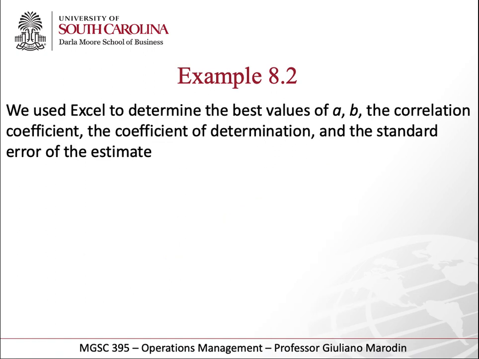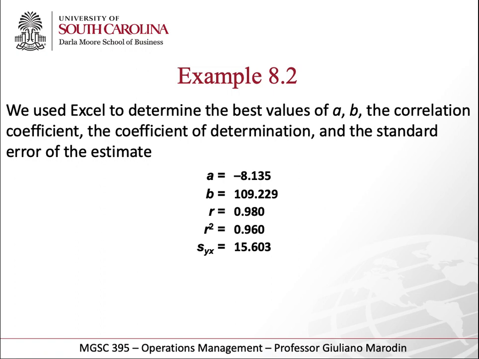So we need to use Excel to determine the a and b variables, like the alpha and the beta, right? I'm going to show you guys how to do this with Excel with this example, and also with the other example that we have in our PowerPoint presentation. So if I run the regression, I get these numbers. Alpha is minus 8.135, beta is 19.229, R is 0.98, R squared is 0.96.